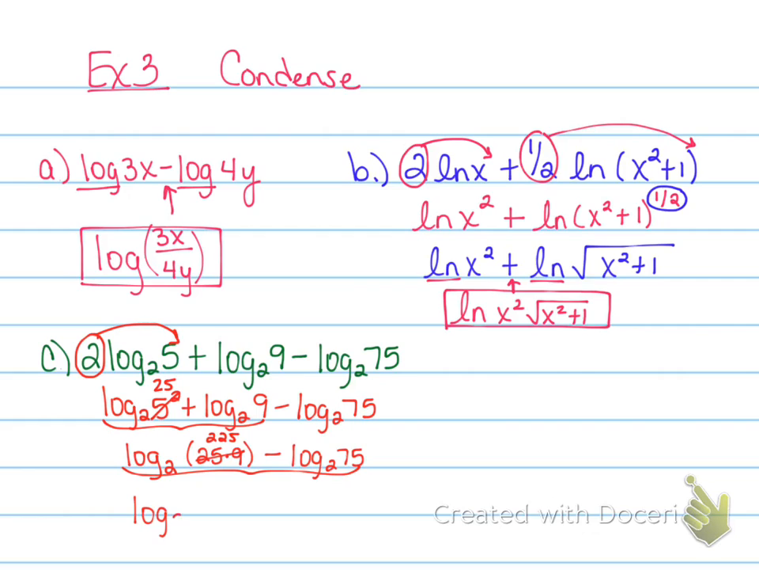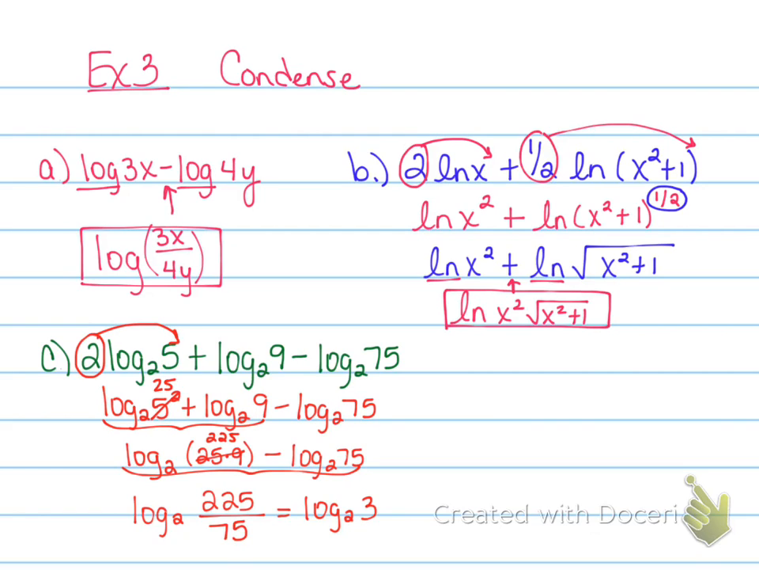So we're going to have log base 2 of the top first over the second. And then we can reduce that. And so we get log base 2 of 225 divided by 75 is 3. And so we get log base 2 of 3.